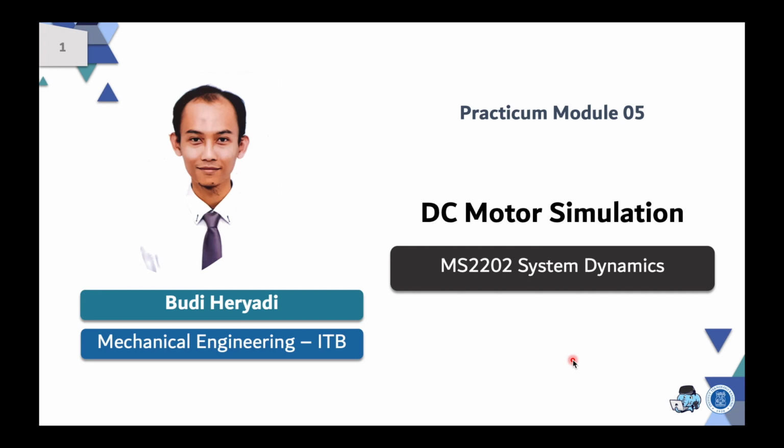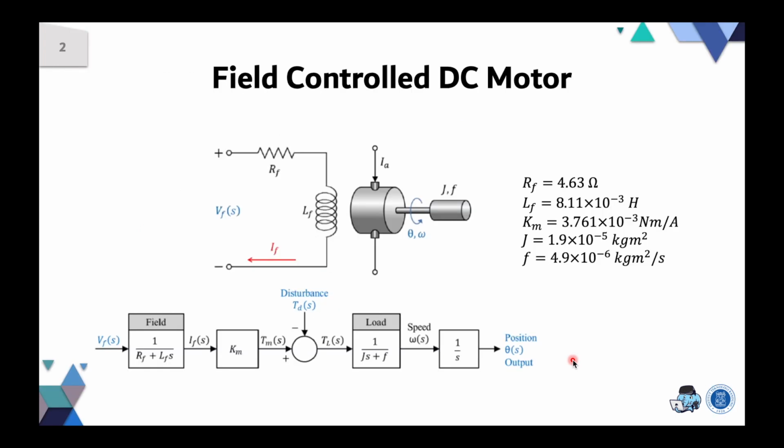This is Practicum Module 5 entitled DC Motor Simulation. In this practicum, we are going to simulate two types of DC motors, which are the field control DC motor and the armature control DC motor. This is the field control DC motor.